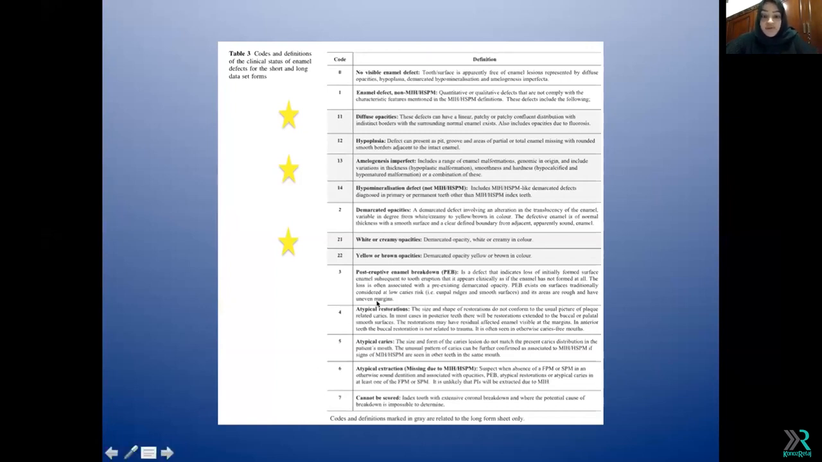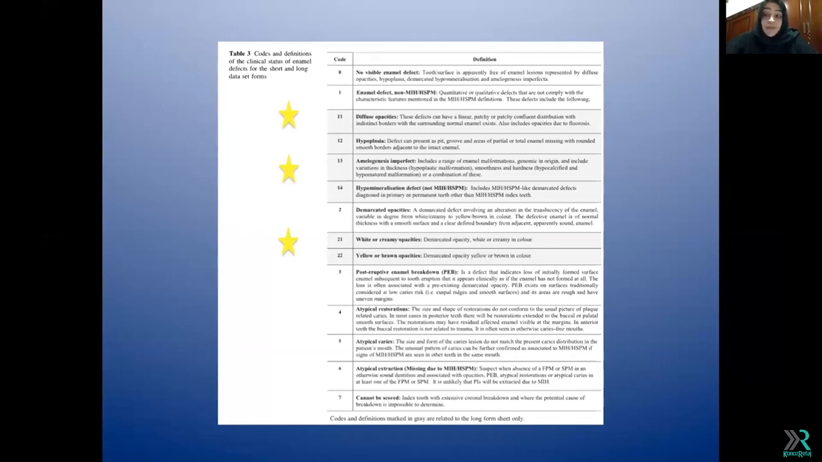Then the third score is the presence of post-eruptive enamel breakdown due to occlusal forces, and we have loss of enamel. Four is atypical restoration, for example in a patient who is caries-free and has these white opacities in the anterior teeth, and we have a large restoration in a posterior tooth. So this is called atypical restoration, or a restoration which is extending to surfaces which are not prone to dental caries, like the middle of the facial surface, for example, areas that are not retentive for plaque. Five is atypical caries, and 6, atypical extraction.